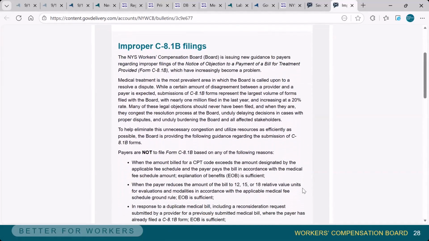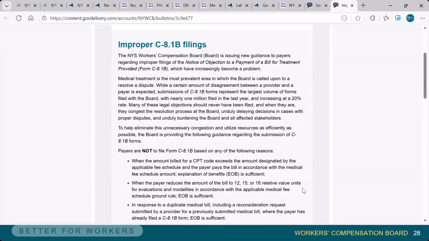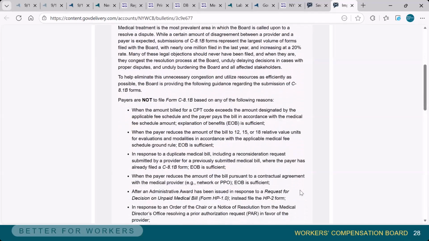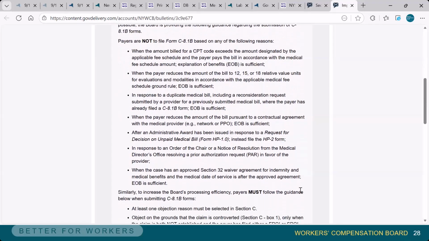The board has 1 million, these are real numbers now, 1 million C-8.1Bs and 8.4s filed every year. Now, of those million, 400,000 of them have invalid reasons. Yes, 40% of them contain invalid reasons. So we're showing you this bulleted list in the center of your screen. Those are 7 bulleted items. Would you please take a look at this later on? This is from January of this year. It's an announcement. You can find it on the site. And please take a look at these reasons that you should not be using on those dispute forms.